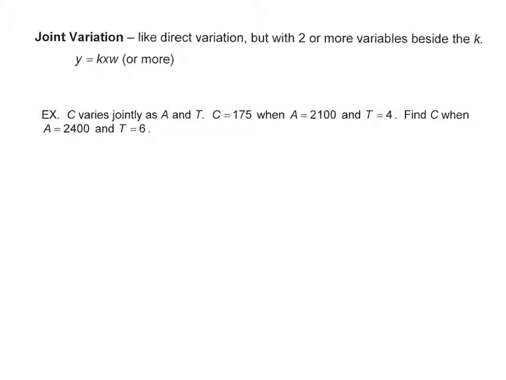Then the third type of variation is joint variation. It's like direct, but there are two or more variables beside the k. So for example, y equals k times xw, or it could be y equals k times xwz. There's an unlimited number of variables you could have there beside the k. But if there's more than one, that's what makes it joint variation. So C varies jointly as A and T.